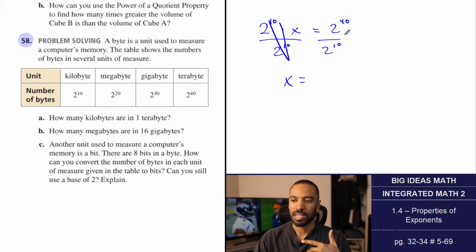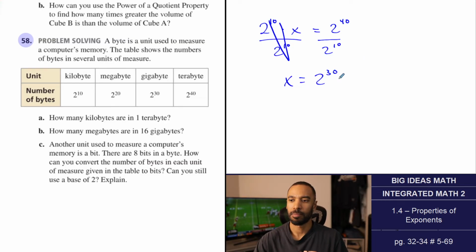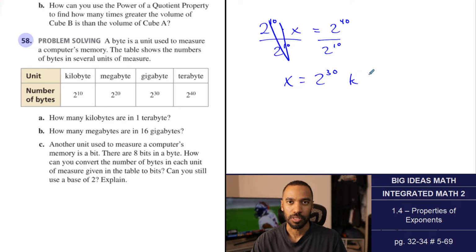So how many does it take? 2 to the 40th over 2 to the 10th is 2 to the 30th. I'm not going to evaluate that, but how many kilobytes? There are 2 to the 30th kilobytes in 1 terabyte.